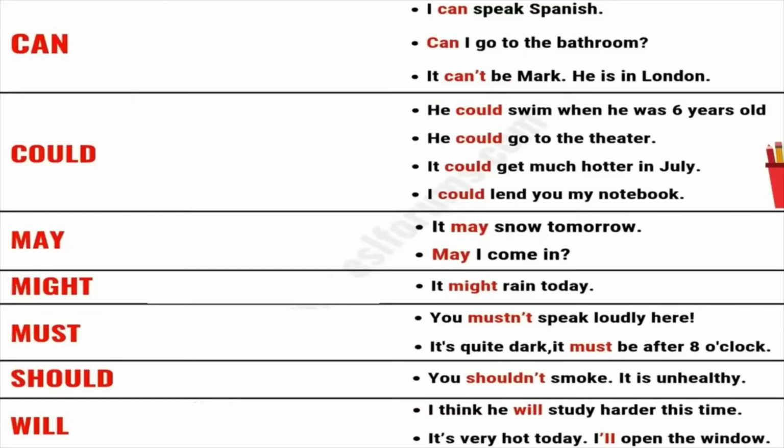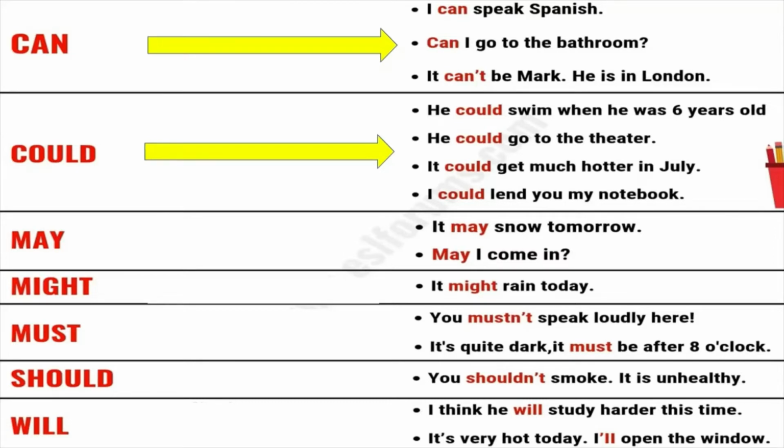See, here are some more examples for you. For can, you have: I can speak English. Can I go to the bathroom? It can't be Mark. Here, see, it is the negative form of can. When you say can't, it means cannot. Then for could, you have: he could swim when he was 6 years old. See, that was his ability. He could swim. He could go to the theater. It could get much hotter in July.